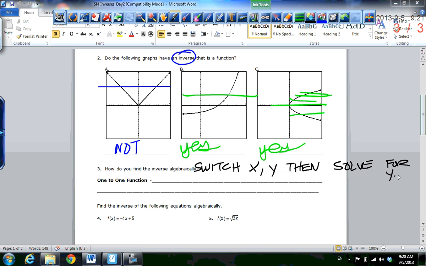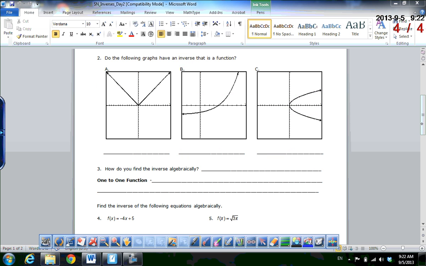Carter gave you the definition for one-to-one function: one x value paired with one y value. Questions? Does that make sense for the most part? Hopefully.